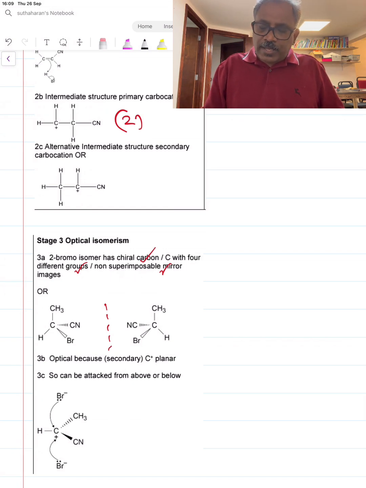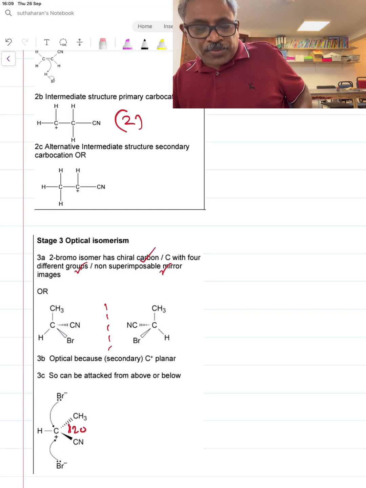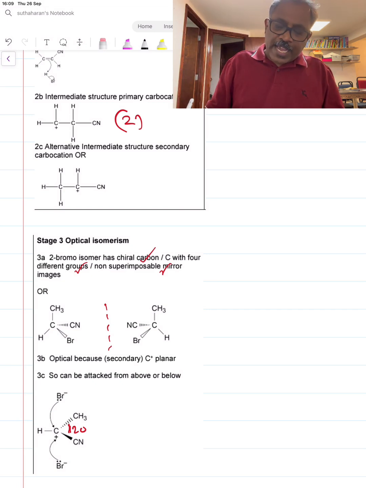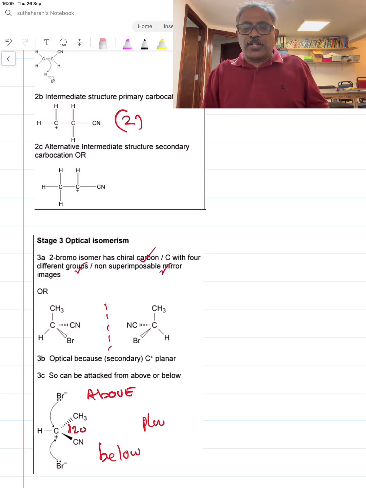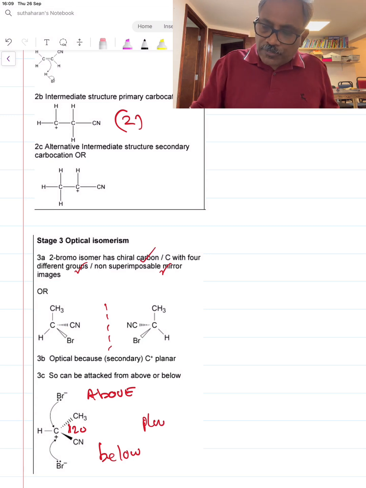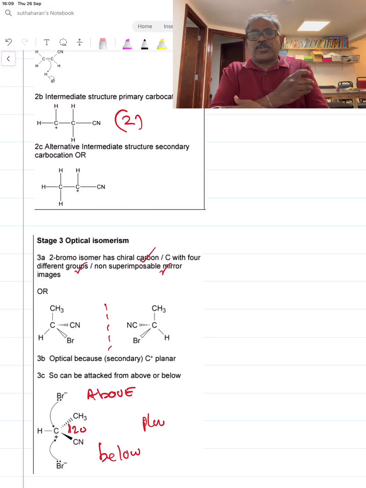And explaining that your secondary carbocation is planar, and equal attack will give you a racemic mixture, or the attack can happen above and below the plane, leads to optical isomers. So that's the end of the explanation of this 7-mark question.